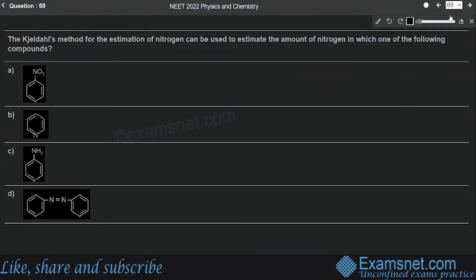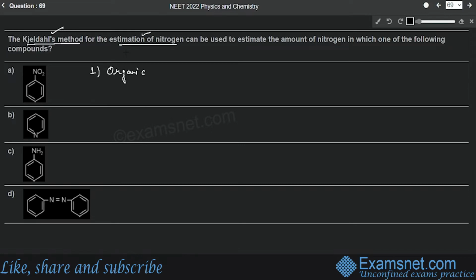Now question number 69 is from the chapter Organic Chemistry, Some Basic Principles and Techniques. And the question is: Kjeldahl's method for the estimation of nitrogen can be used to estimate the amount of nitrogen in which one of the following compounds? So it is already mentioned that Kjeldahl's method is used for the estimation of nitrogen in a compound, right? Now what are the steps involved in Kjeldahl's method?